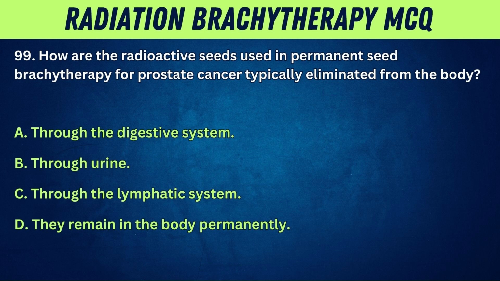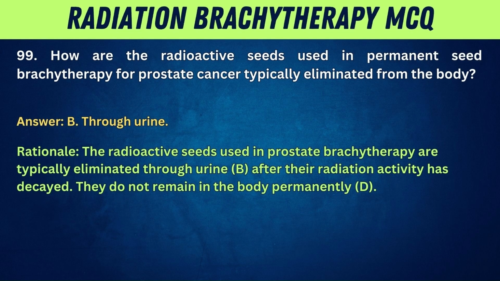A. Through the digestive system. B. Through urine. C. Through the lymphatic system. D. They remain in the body permanently. Answer: B. Through urine. Rationale: The radioactive seeds used in prostate brachytherapy are typically eliminated through urine (B) after their radiation activity has decayed. They do not remain in the body permanently (D).